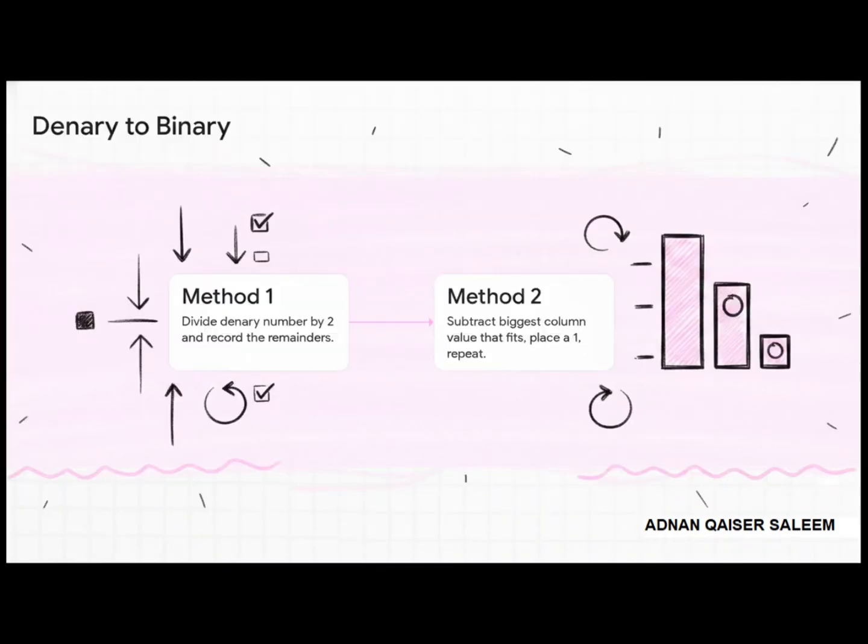Now, to flip it and go from a human denary number back to computer binary, the syllabus gives you two approved methods. You could do the divide by 2 trick, where you just keep dividing your number and jotting down the remainders, or, and honestly this is my personal favorite, just draw out those place value columns from 128 down to 1. Then you subtract the biggest column value that actually fits into your target number, pop a 1 in that column, and just keep chipping away at the remainder until you hit 0.